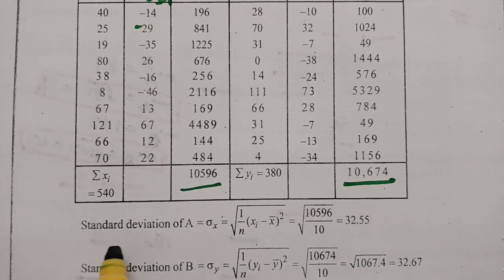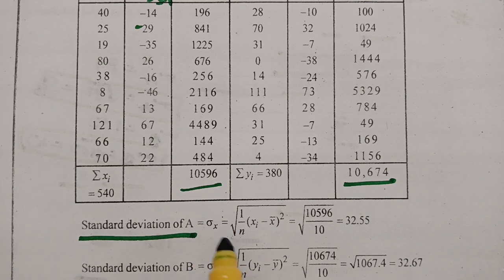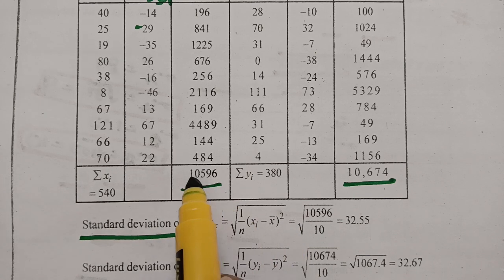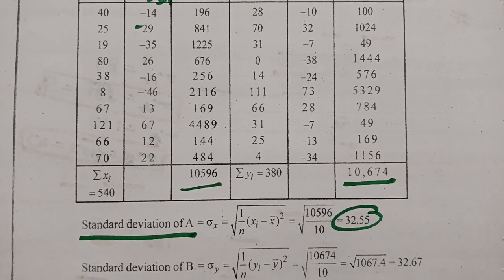Now we have to find the standard deviation for A. Standard deviation for A is sigma x is equal to root of x minus x bar whole square by n. So here the total value is 10596 by n, here n is 10. So this is 32.55.